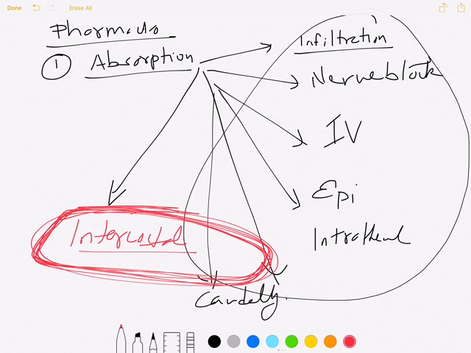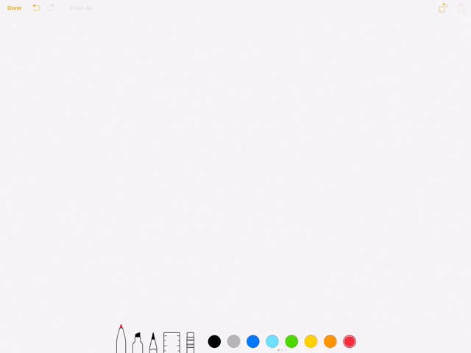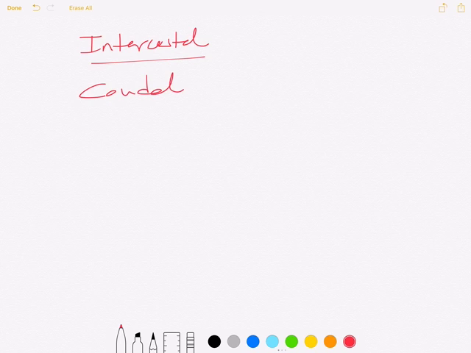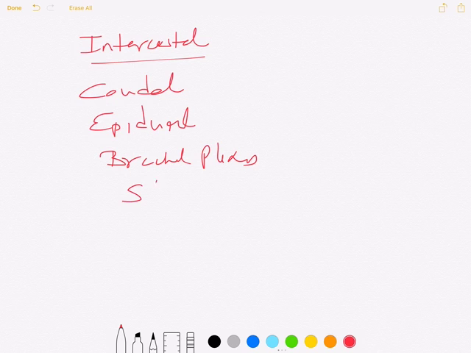If you give a single dose of local anesthetic through all these routes, the question asked is, the highest bioavailability is achieved by the intercostal route, then second is caudal, then epidural, then you have brachial plexus, then you have subcutaneous.